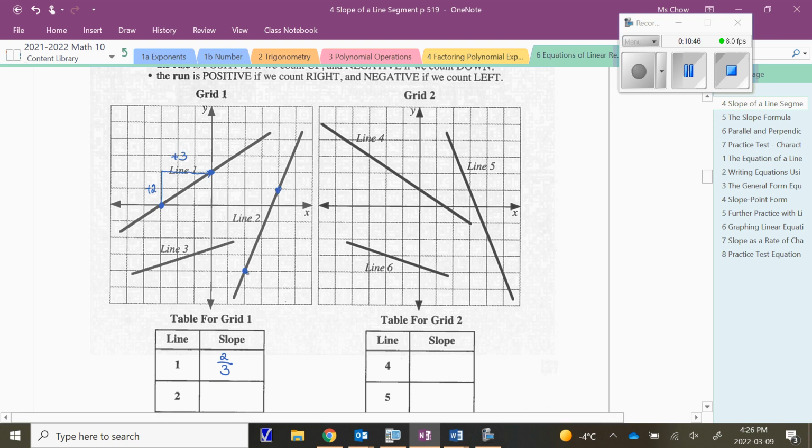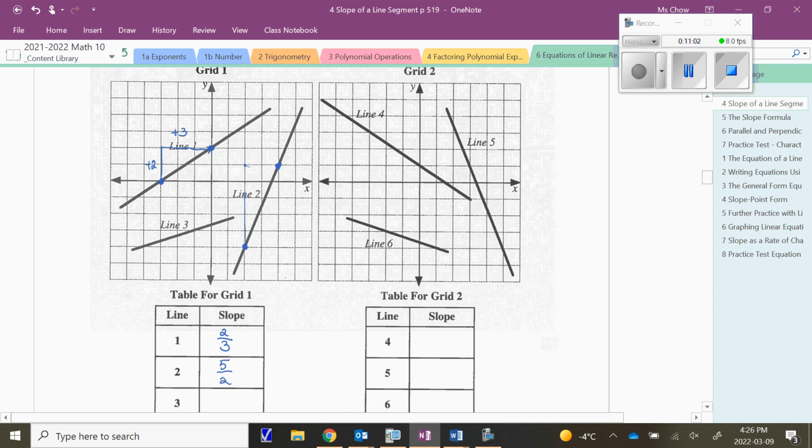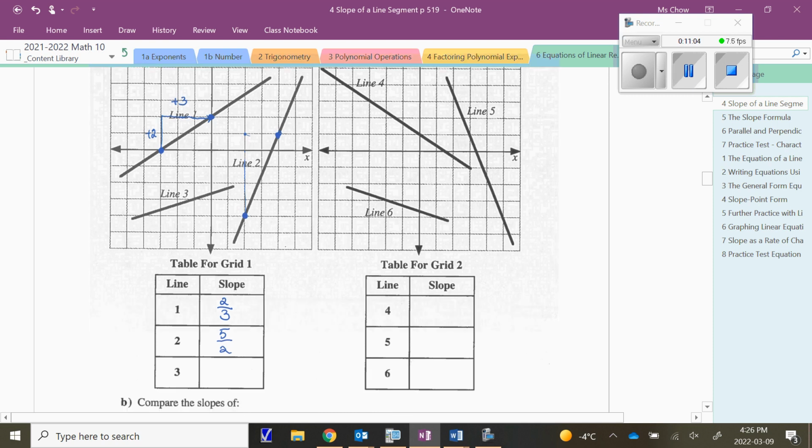So again, going from the bottom here, if I count up for rise, that's 1, 2, 3, 4, 5 up, and 2 to the right. So it's a rise of 5 for a run of 2. And let's take a look at line 3. We are looking at this point perhaps and this point. So we have a rise of 1 and a run of 3. So then rise over run is 1/3.